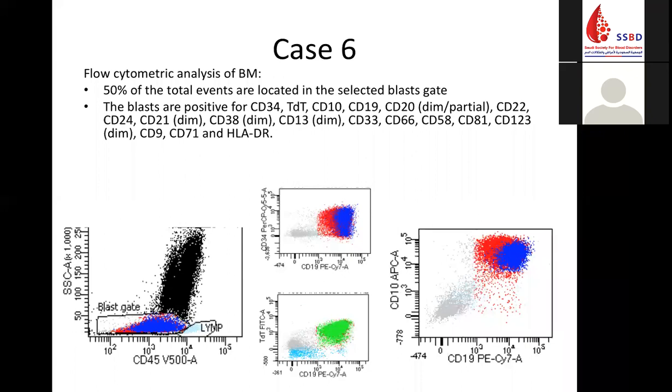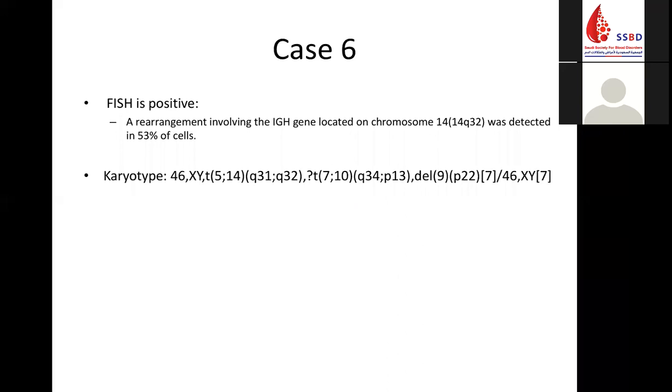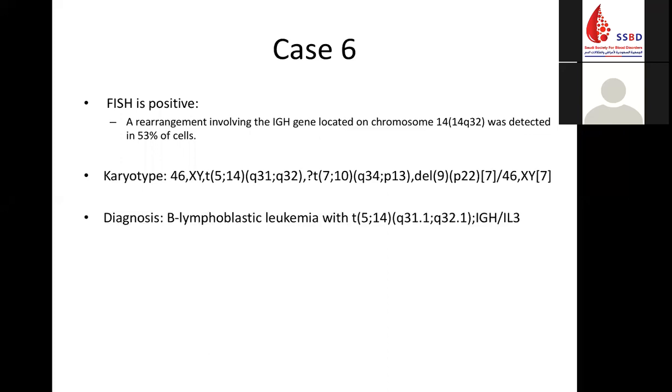You would expect a specific translocation, which is 5;14. So we called our scientist and we asked for a karyotype, and yes, she detected an abnormal chromosomal analysis. The patient was found to have a translocation 5;14 plus also translocation 7;10 and deletion 9, and these are diagnostic for a B lymphoblastic leukemia with translocation 5;14. Yes, there is another cytogenetic abnormality. So the patient was diagnosed as B lymphoblastic leukemia.